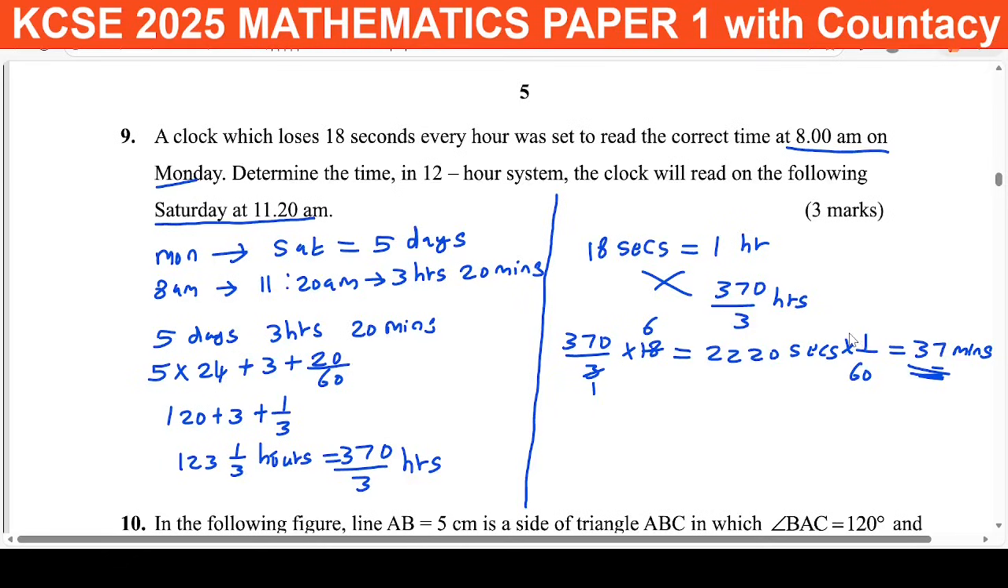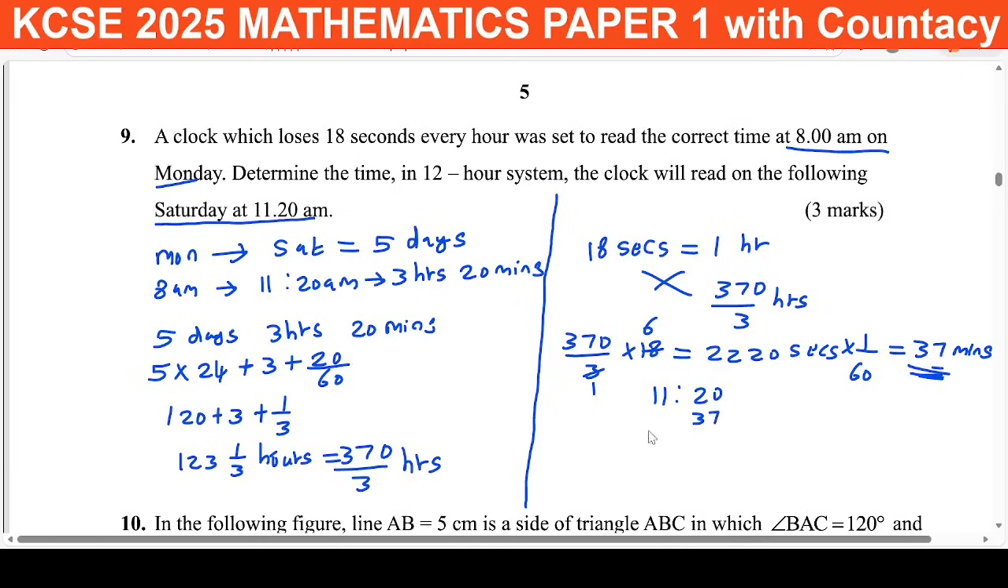But the main interest is to calculate what the question is requiring us to do. Let's get back to the question. The question is telling us, determine the time in 12-hour system the clock will read on the following Saturday. So the actual time that it's supposed to read is this one, 11:20. But now this clock has lost 37 minutes.